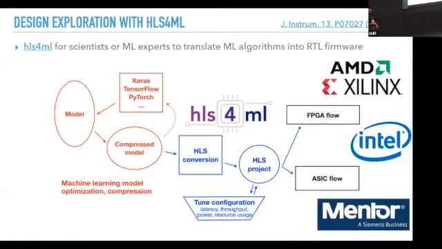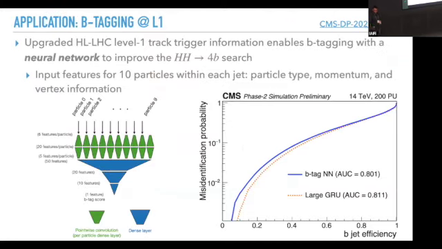And so we designed this software tool called HLS for ML, which is specifically for scientists or ML engineers or ML experts to translate their ML algorithms into FPGA firmware. And I just want to highlight one application because it's really relevant, and developed in collaboration with folks here at MIT.